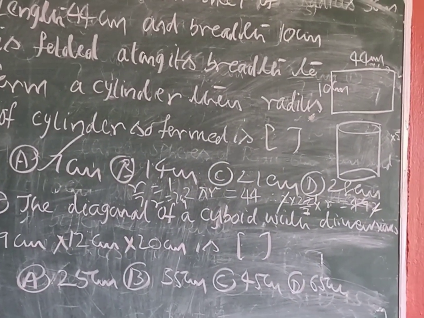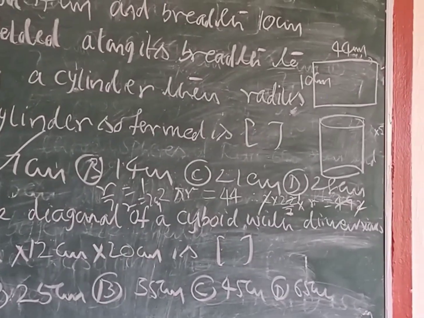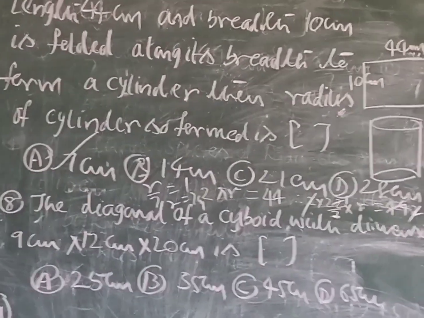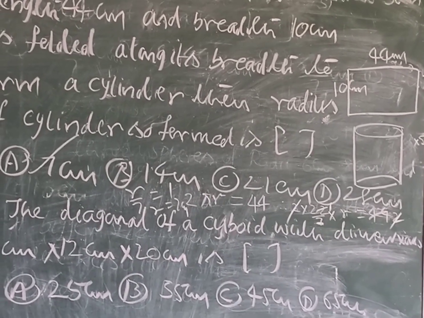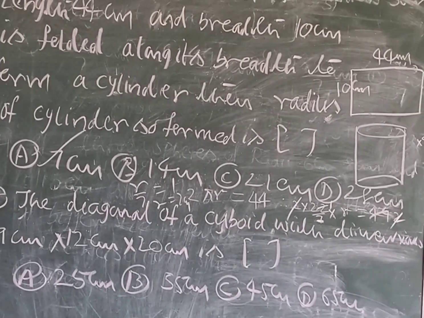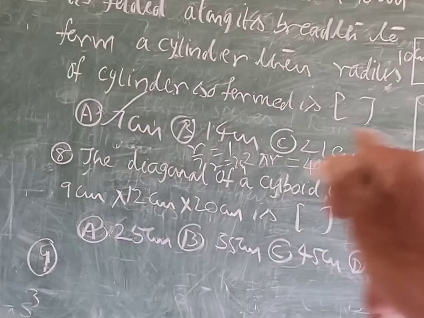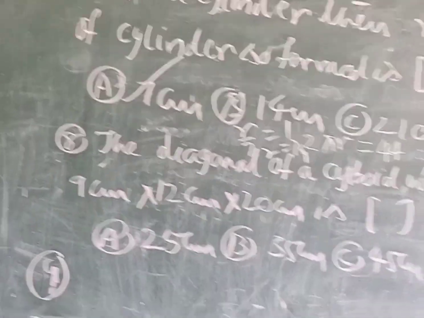2 pi r is equal to 44. 2 into 22 by 7, 44 by 7 r is equal to 44. R is equal to 44 into 7 by 44. Therefore, R is equal to 7 centimeters. So the option is A.